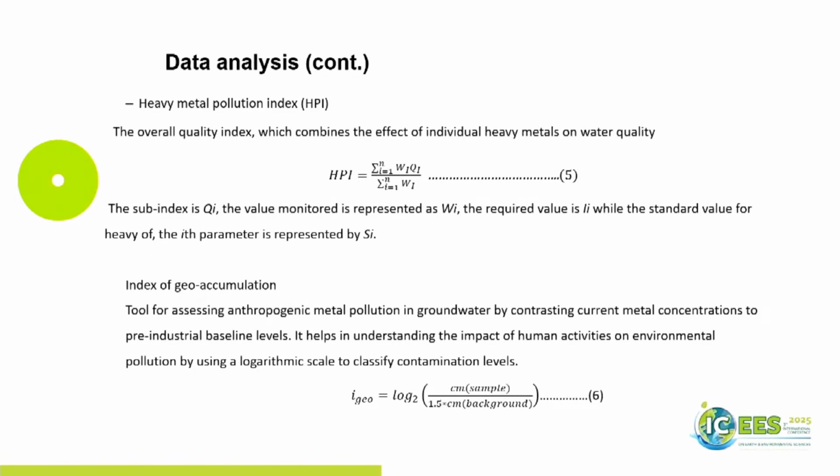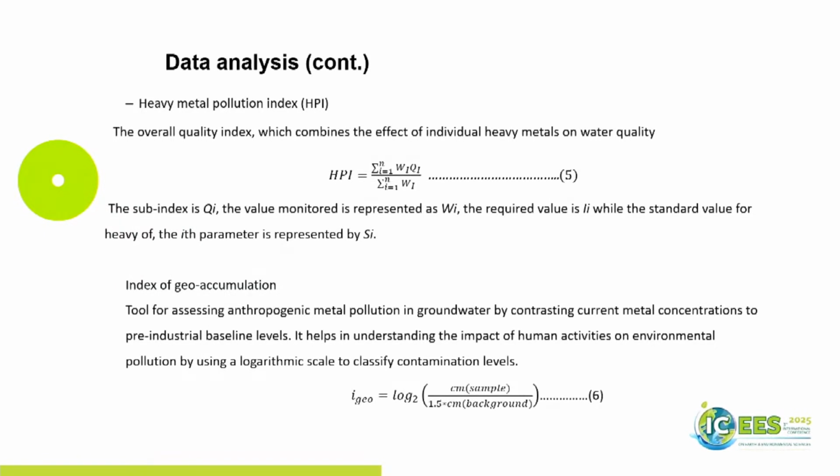The other water quality index that we also use is the heavy metal pollution index, which identifies the targeted heavy metals in that area with regard to the water quality guidelines. We use this equation, which shows HPI is equal to the sum of WI times QI over the sum of WI, where WI is the weighted value, times the quality rating relative to the guideline value, divided by the weighted value of that area.